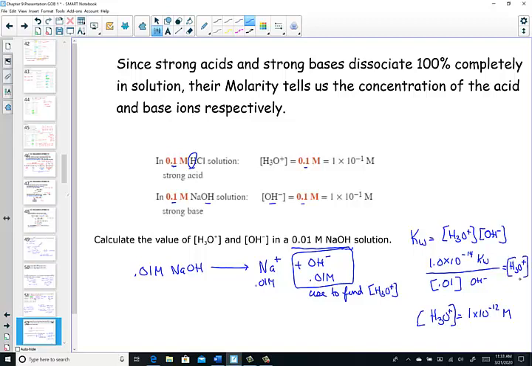So what does that mean? Well, that solution is very, very basic, isn't it? Because the OH- is clearly larger, those are greater than signs, greater than the H+. And therefore the solution is very basic, which you would expect with a strong base such as sodium hydroxide.